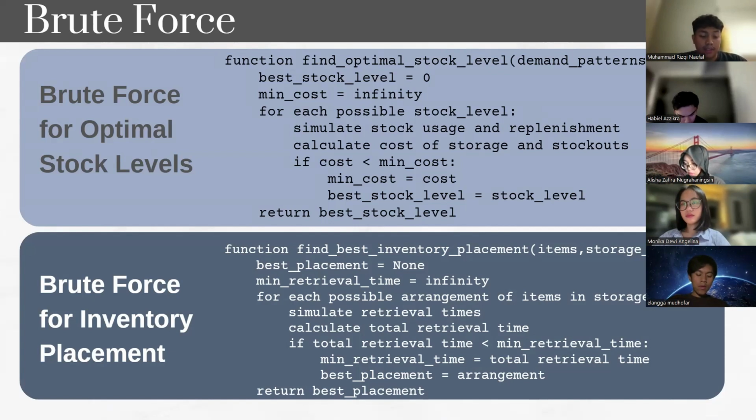For the inventory placement, first we have to initialize best placement and set minimum retrieval time to infinity, and then loop through all possible ways of placing the items in storage zones. Then simulate retrieval times, and calculate the total retrieval time. If the calculated time is lower than the minimum retrieval time, we update the minimum retrieval time and store the best arrangement, and finally return the best arrangement.